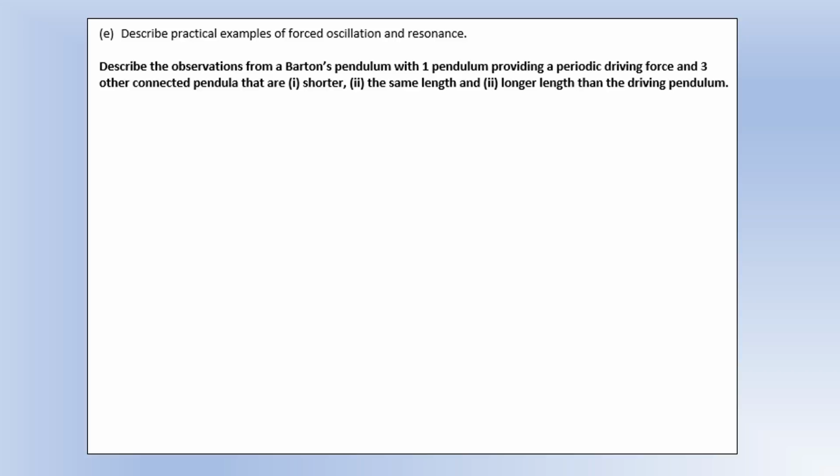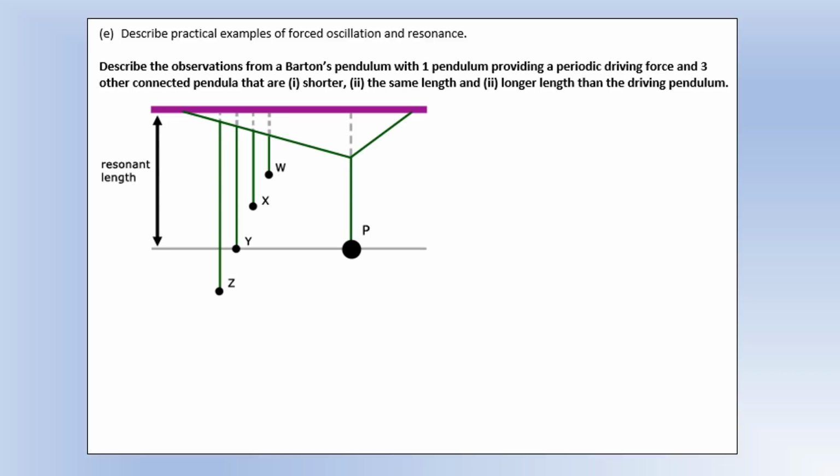So now what we're going to do is look at an example of forced oscillation and resonance, and a really nice example is a Barton's pendulum, which looks something like this. So we've got a large mass that is providing the periodic driving force labeled P, and we've got it connected to a series of other pendula of varying lengths.